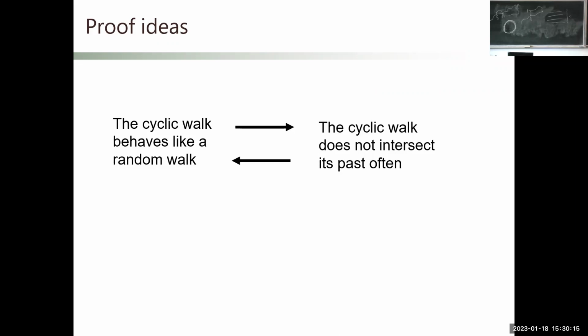So now, how to make a proof out of something like that? You use induction, right? So you show that on shorter time intervals, the cyclic walk behaves like a random walk. Then you show that on longer time intervals, it won't intersect itself much. And then it means that on longer time intervals, it behaves like a simple random walk. So that's the idea. You want to show that the cyclic walk behaves like a random walk. And then you prove the conjecture, because you know that the random walk will not return to the origin with positive probability.